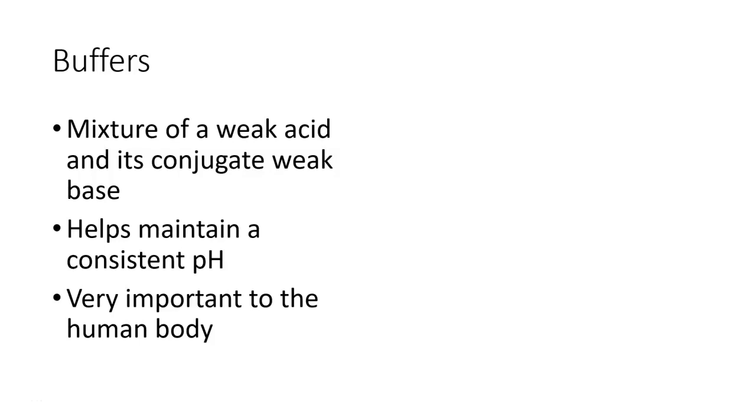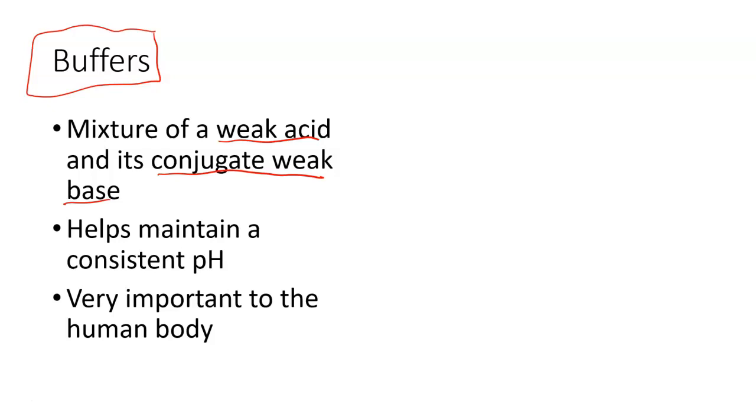Let's look at another thing that's related to weak acids and weak bases. That's the concept of a buffer. So a buffer is a mixture of a weak acid and its conjugate weak base. A buffer is something that helps to maintain a consistent pH. So that pH can vary from a very low pH to a very high pH, depending on the type of buffer that you're working with.